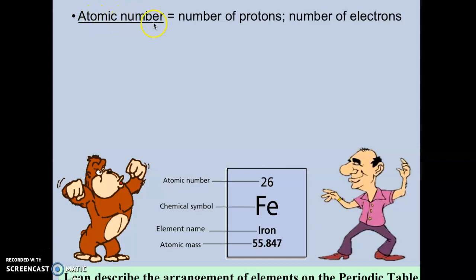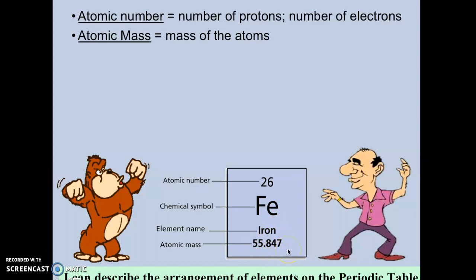So the atomic number is going to tell you the number of protons. So for iron, the atomic number is 26. That means that it has 26 protons. The atomic mass. So for iron, 55.847 is the atomic mass.